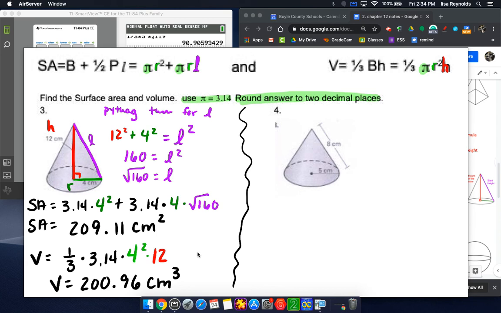So in problem 4, we have the measurement from the center of the circle to the outer edge, so our radius is 5. We have a measurement on the slanted portion of our cone, so that's our slant height. And in order to calculate the volume, we need the perpendicular height. So we're going to have to use the Pythagorean theorem.